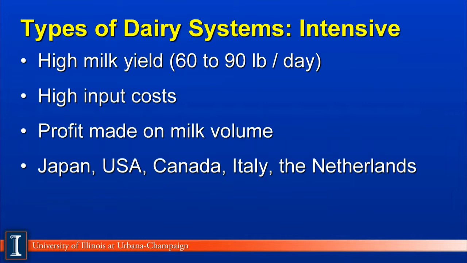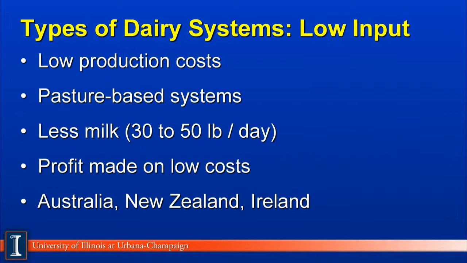And of course, with higher milk productions, we're trying to make as much money as we can based on the system of more milk volume. Countries such as Japan, the United States, Canada, Italy, the Netherlands certainly would fall into this category with high milk, very aggressive milk production systems.